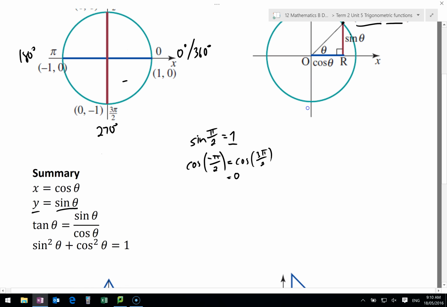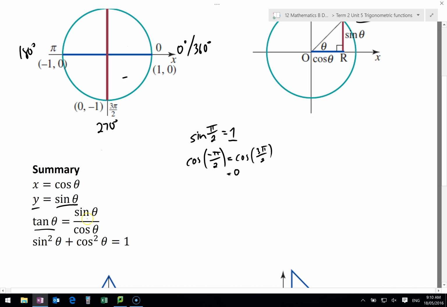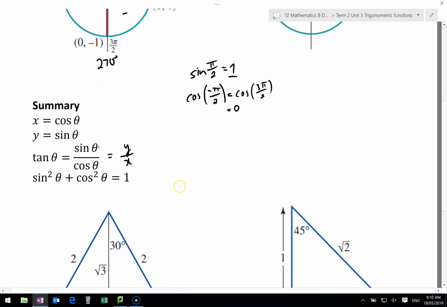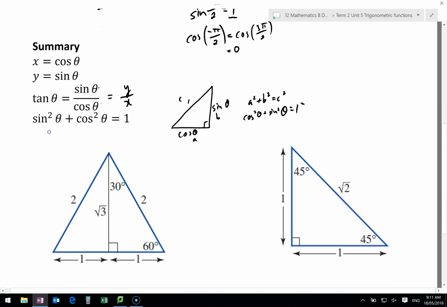We've got some other relationships as well. Tan of the angle is the sine divided by the cosine, or alternatively, you can think of it as the y-coordinate divided by the x-coordinate. We've also got this Pythagorean identity, exploiting the fact that in the unit circle we have sine theta here and cos theta here. If I call this side A, B, and C, using Pythagoras, I'll have cos squared theta plus sine squared theta equals 1 squared. I can use that relationship to simplify some ratios, but we won't be using that very much this year, just a reminder.